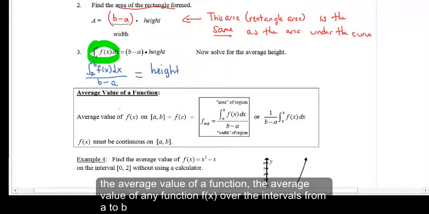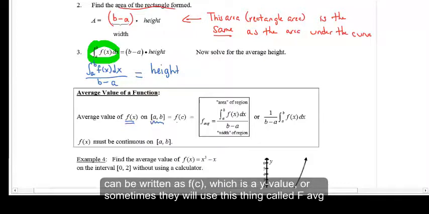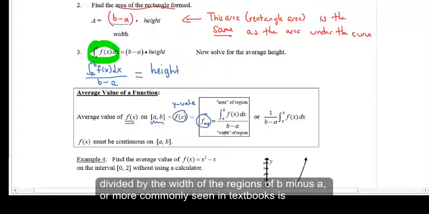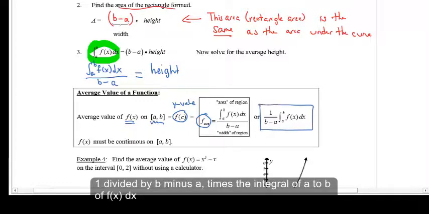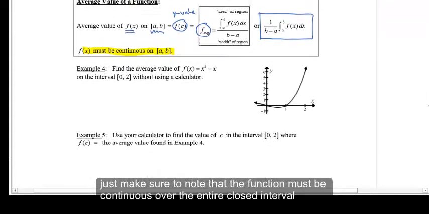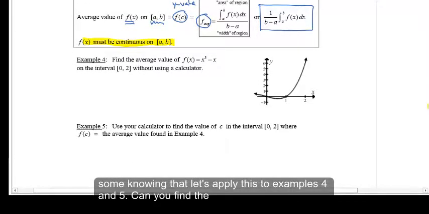The average value of any function f of x over the interval from a to b can be written as f of c. So this is really the y value. Or sometimes they'll use f-avg, or f average. It's really just the area of the region, so the integral from a to b of f of x dx, divided by the width of the region, which is b minus a. Or more commonly seen in textbooks, it's 1 divided by b minus a times the integral from a to b of f of x dx. Just make sure to note that the function must be continuous over the entire closed interval. So knowing that, let's apply this to examples 4 and 5.